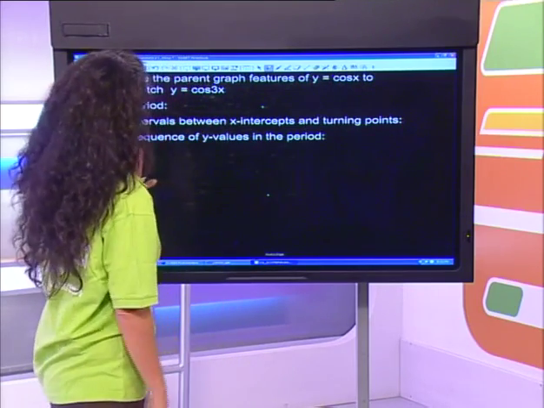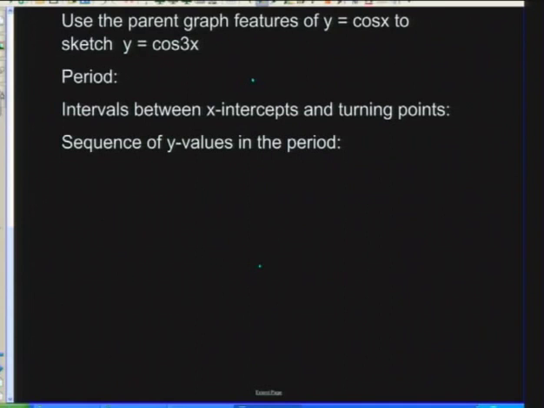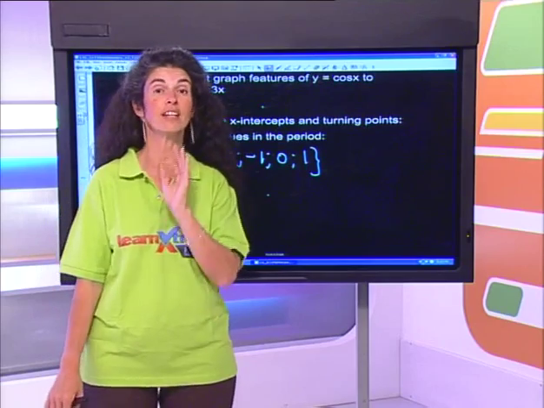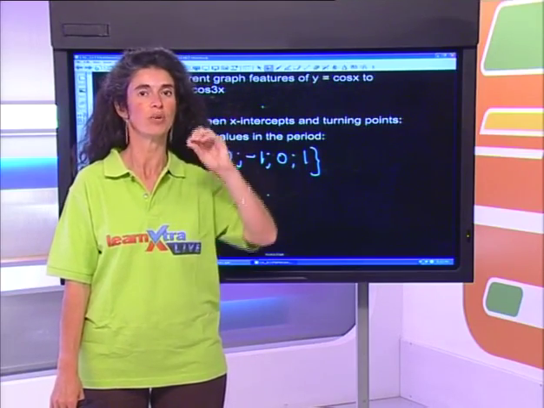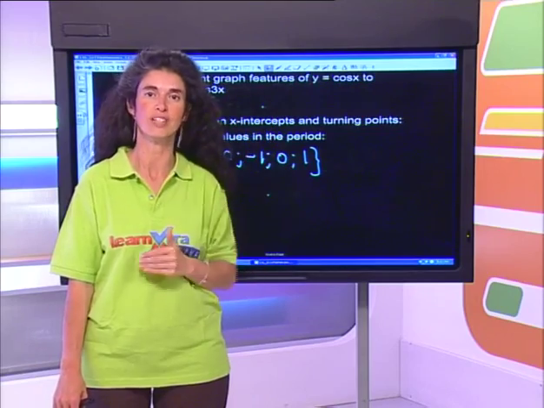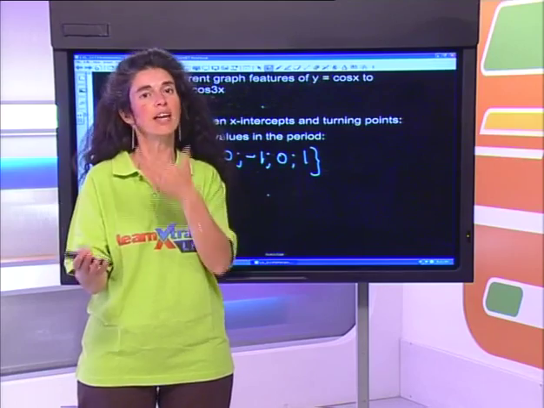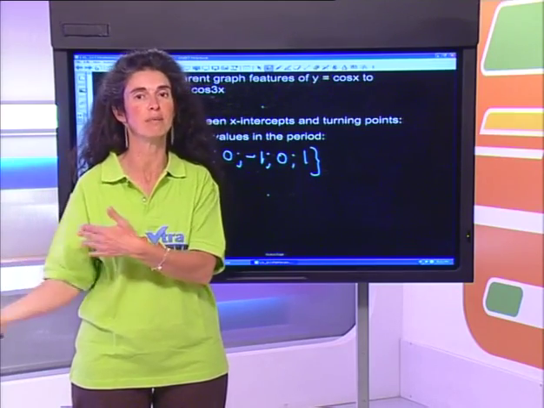So the first thing we're going to look at is what is the sequence of y values in the period of the parent graph. The parent graph has y values that begin at 1, then decrease to 0, to a minimum, back to 0, and again back to 1. So this is the sequence of y values that we have every 90 degrees. Every 90 degrees we're either getting a maximum or a 0. So there's an interval of 90 degrees that separates every 0 from a maximum, every maximum from a 0, every 0 from a minimum, etc.